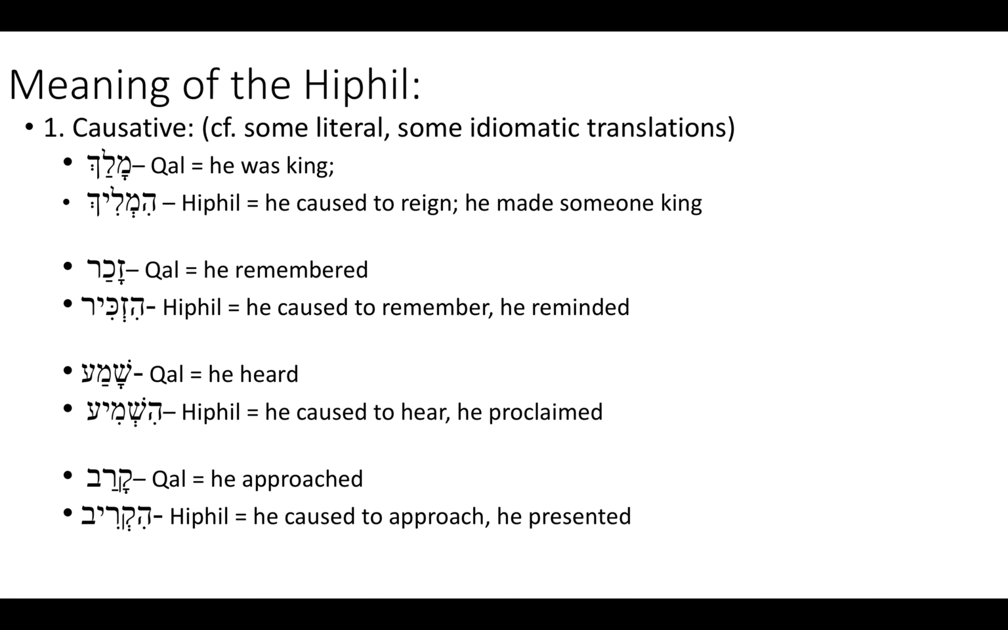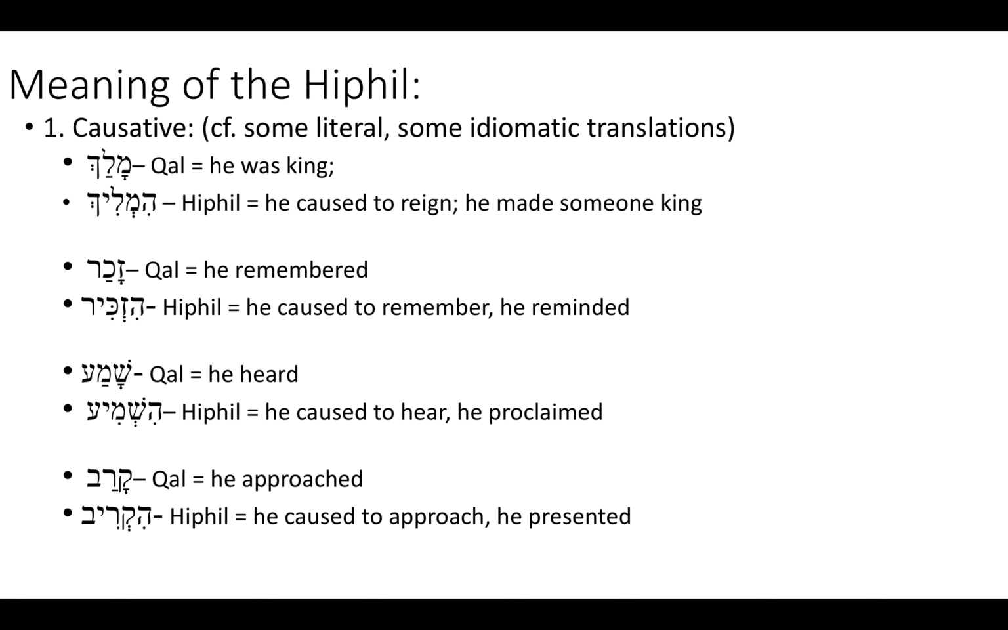So sometimes in English, when we're making these translations, a literal translation doesn't really sound the best to get across the sense of modern English, so we might have to tweak the wording here to make it a more idiomatic translation, as we'll see with some of these examples here. So first of all, for example, we have malak in Kal means to be king, so he was king. Himlik in Hiphil means he caused someone to become king, or a better translation here idiomatically would be he caused someone to reign. So causative sense of that Kal basic meaning.